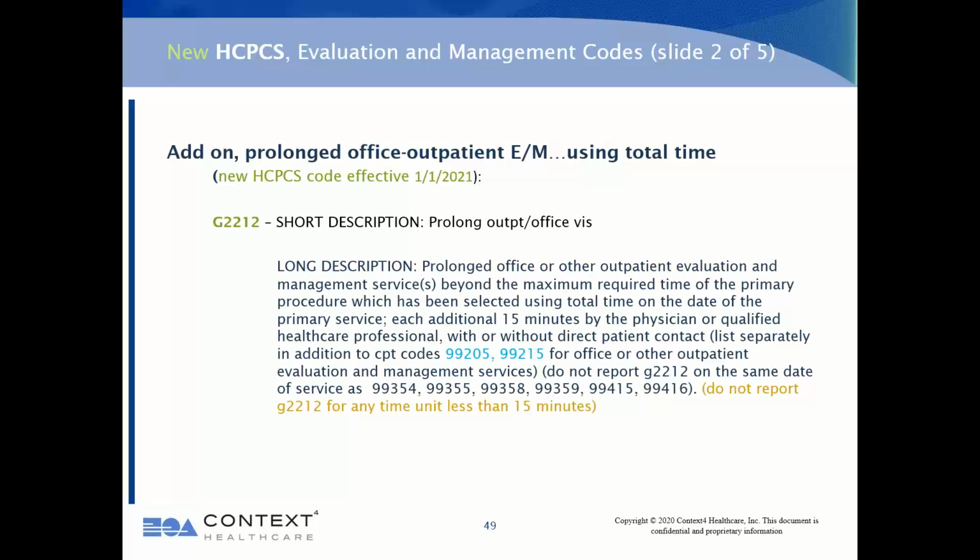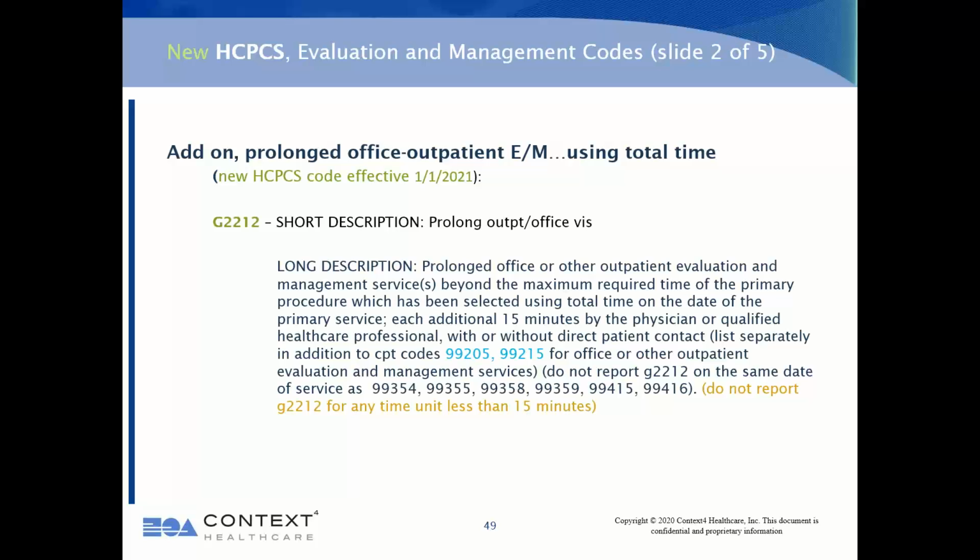Here is the long description of HCPCS code G2212. It starts essentially identical to CPT's version 99417 from slide 9. It too should only be used on level 5 office outpatient E&M codes, and only when time is the basis of code selection. But then at the end of this description, it reveals a significant difference as relates to the initiation time of this HCPCS prolonged service code.